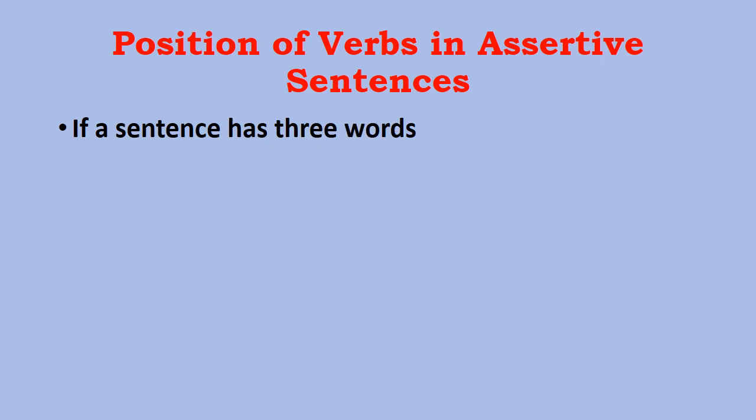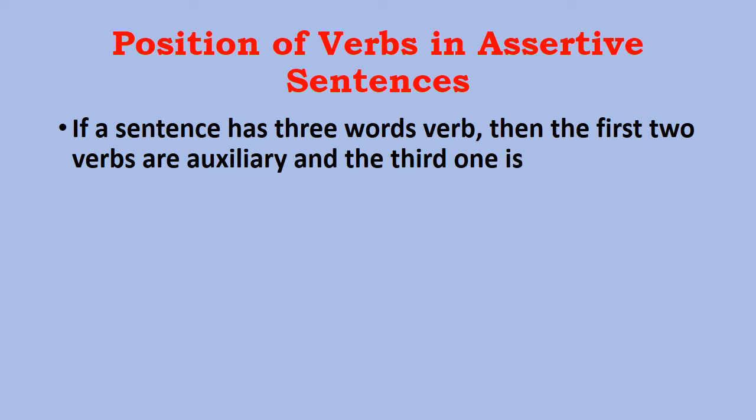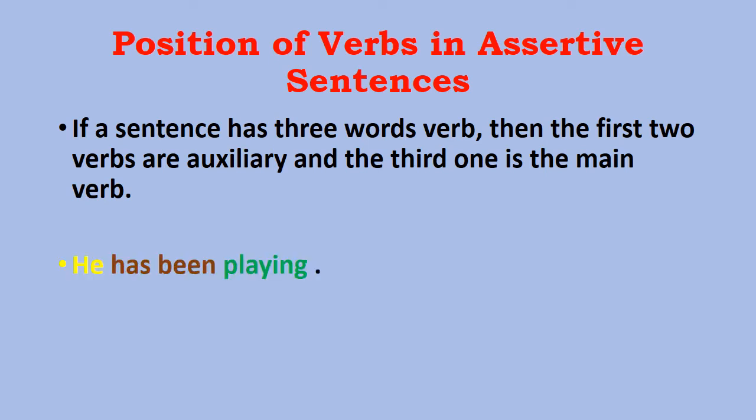If a sentence has three words verb, then the first two verbs are auxiliary and the third one is the main verb. I told you earlier we have one, two and three words verb. So now it is three words verb wherein first two verbs are auxiliary and the third one is the main verb. He has been playing. Now when I say he has been playing, we know that has is an auxiliary, been also is an auxiliary and playing is a verb showing action, that is it is the main verb.